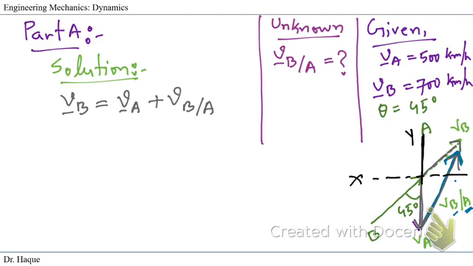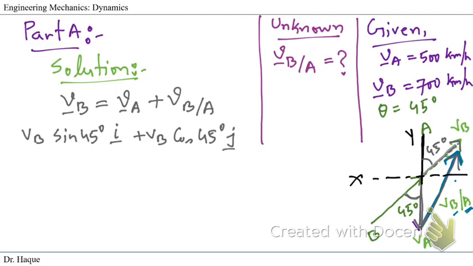So for VB, if this angle is 45, we can get the components. VB sine 45, since this is also 45 because it's opposite, will give us the I component, plus VB cos 45, which will give us the J component.